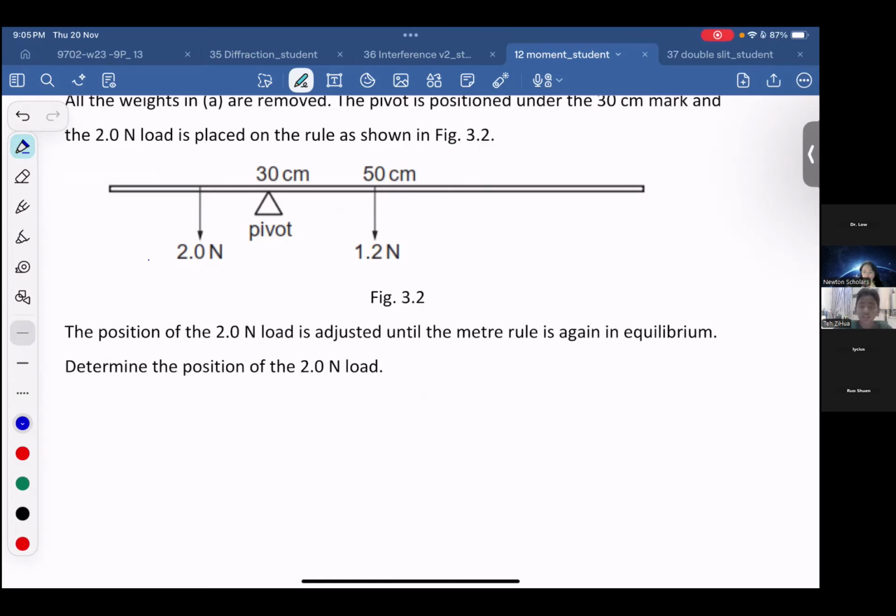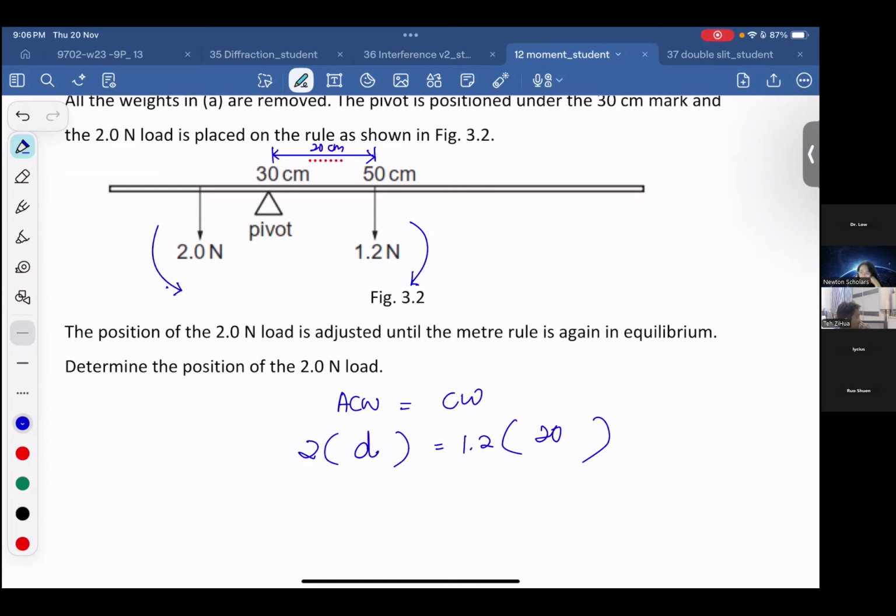Same thing, dear. Anti-clockwise moment equals clockwise moment, right? Anti-clockwise is 2 times what distance? We don't know. Clockwise is 1.2 times what distance? Don't put 50, dear. Just now we did the exercise, we already understand. We want to find the distance between the force and the pivot. So what is the distance here? 20 cm. So I put 20 here.